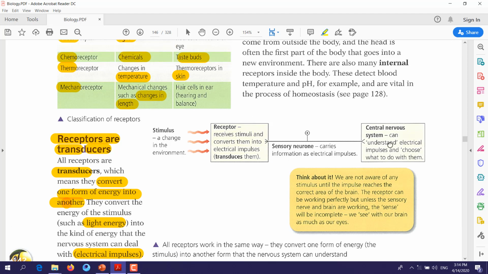Okay, here we have this diagram. It shows how receptors are transducers. Stimulus, for example, a change in the environment. Stimulus, definition for it: change in the environment. Receptor, also definition: receives stimuli and converts them into electrical impulses. Sensory neurons carry the information, the electrical impulses, into the central nervous system. So stimulus, receptor changes, converts the kind of stimuli into electrical impulse. The electrical impulse will then be sent through sensory neuron to the central nervous system, and then the central nervous system will send a signal back.